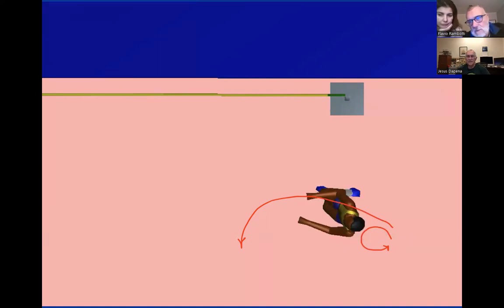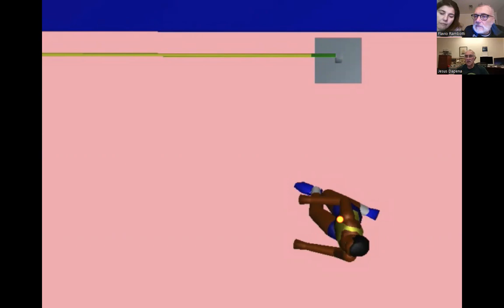So how does this produce angular momentum? Here we see the high jumper again. That is the center of mass. This is the final direction of the run-up.